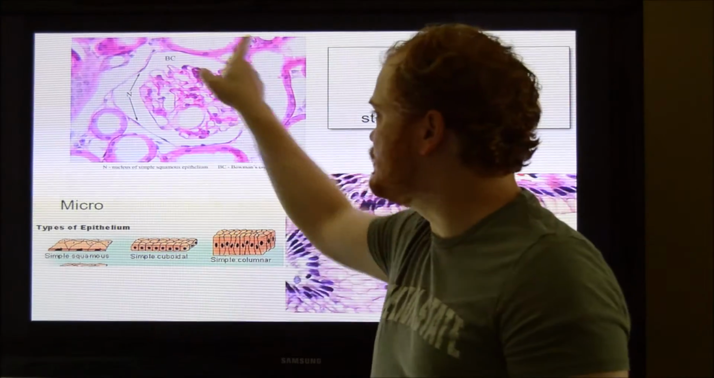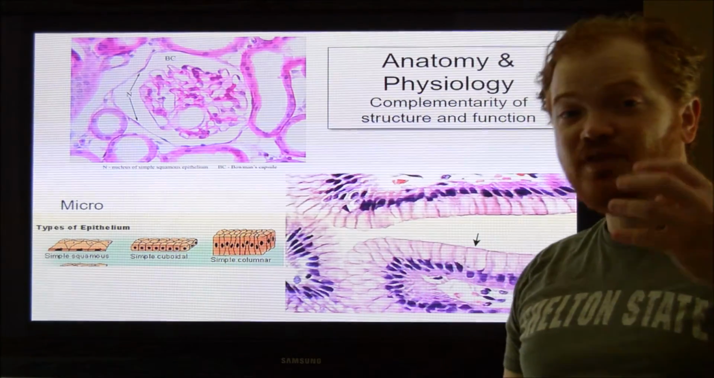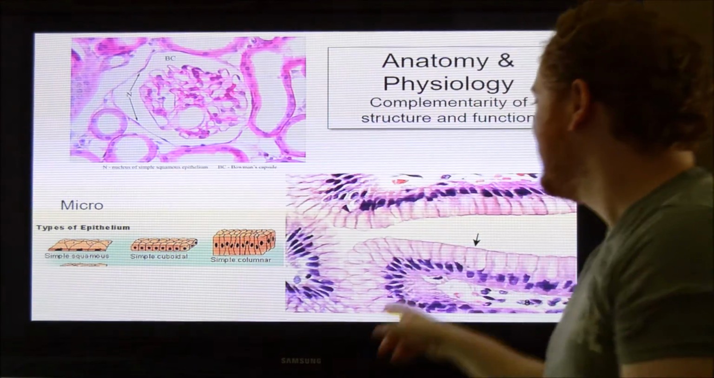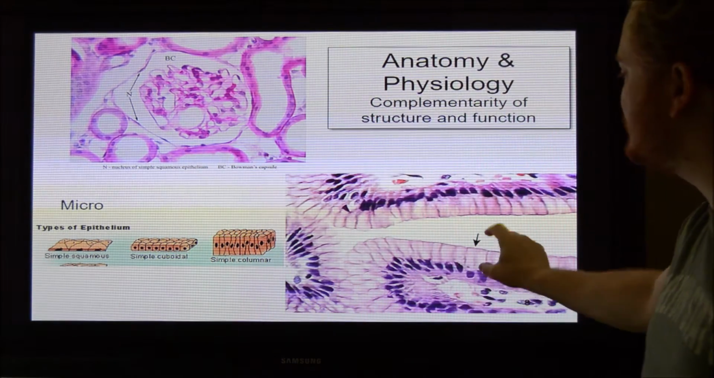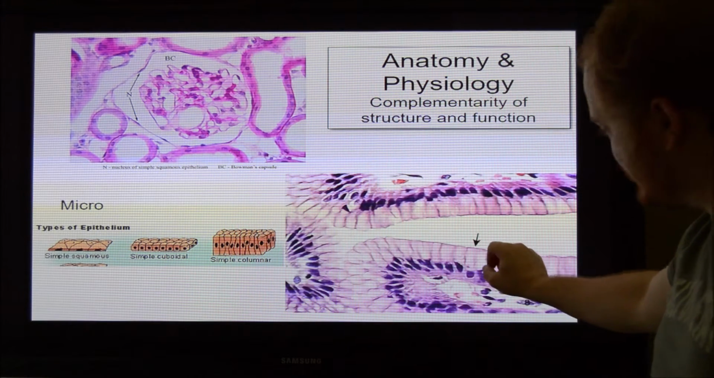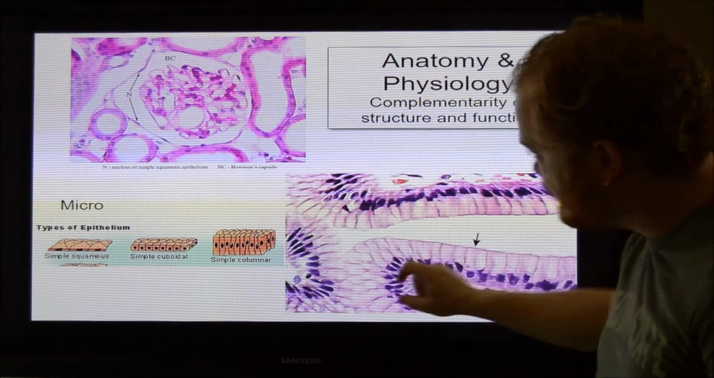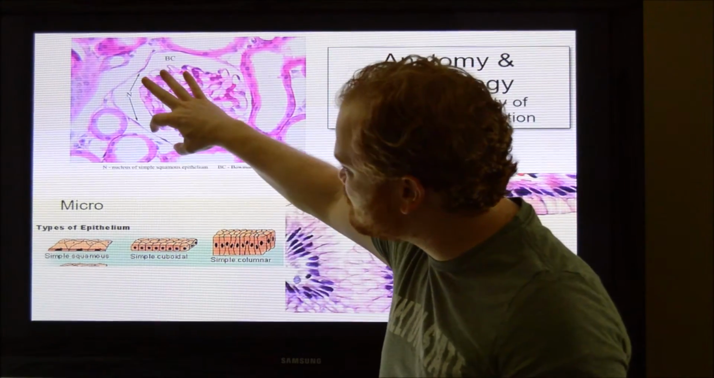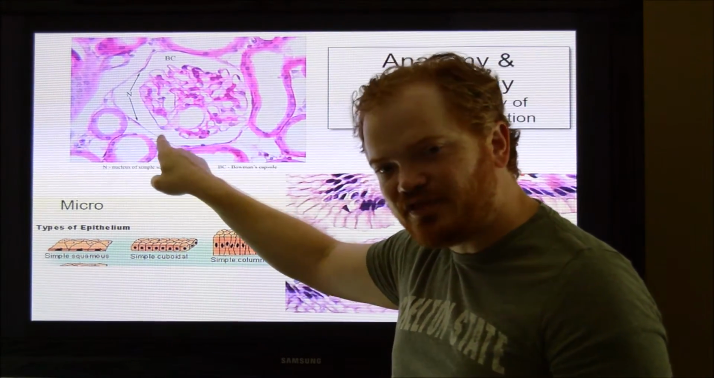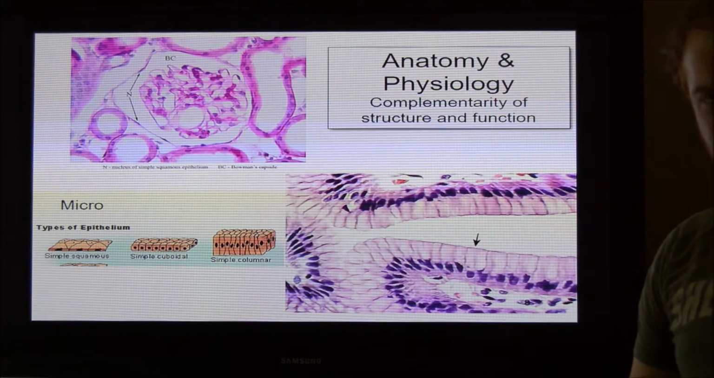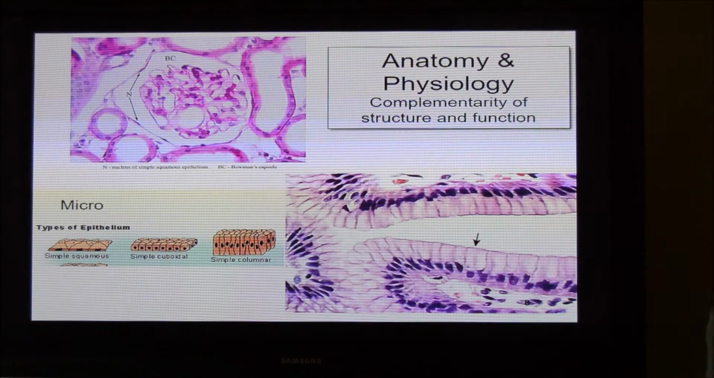And it's covering this Bowman's capsule. These cells are completely and utterly flat. I mean, they are thin, man. By comparison, over here, what we have is simple columnar epithelium. This is a nucleus of a cell, and the cell is quite tall. Here is the nucleus of the cell, and the cell is quite flat. The flattest, thinnest tissue your body makes, the tallest, thickest individual cellular tissue that your body makes.